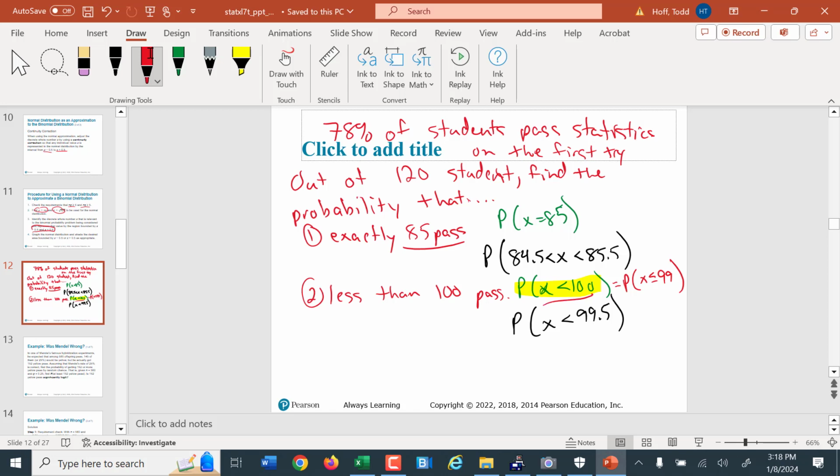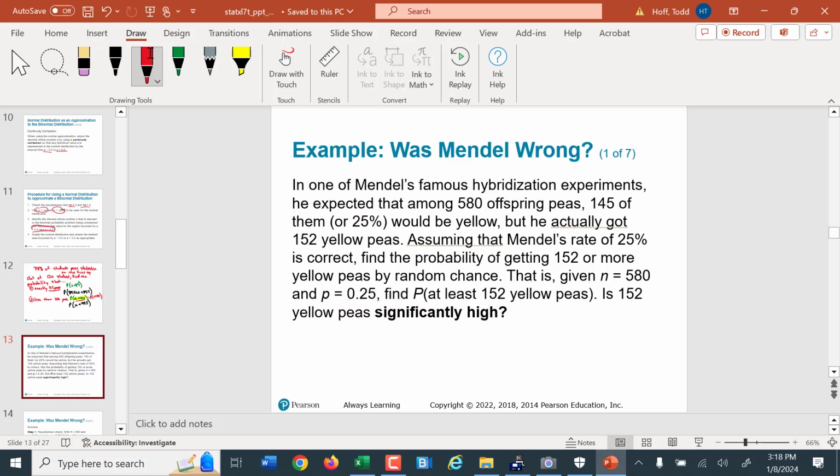The example the textbook wants to use here is talking about Mendel's experiments with peas. His genetic experiments, he predicted 25% would be yellow. So out of 580, that would have been 145. But he actually got 152 yellow peas. So is that significantly high based on Mendel's assumption that 25% should be yellow?